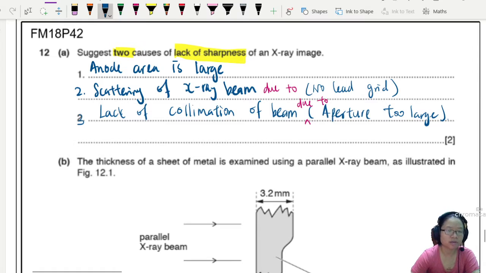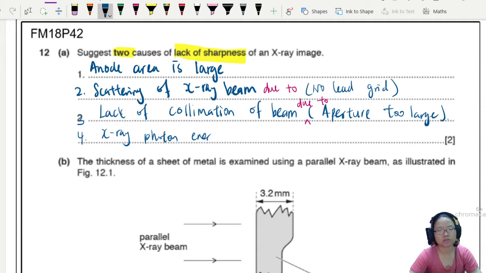All right, and the fourth thing that you could write has to do with the photon. The X-ray photon energy is too low, or you could say the X-ray is soft. The reason why you don't get a sharp image is because instead of penetrating the tissue or the structure properly, you absorb everything. So it's like, what's the point of the X-ray? So the X-ray is soft.